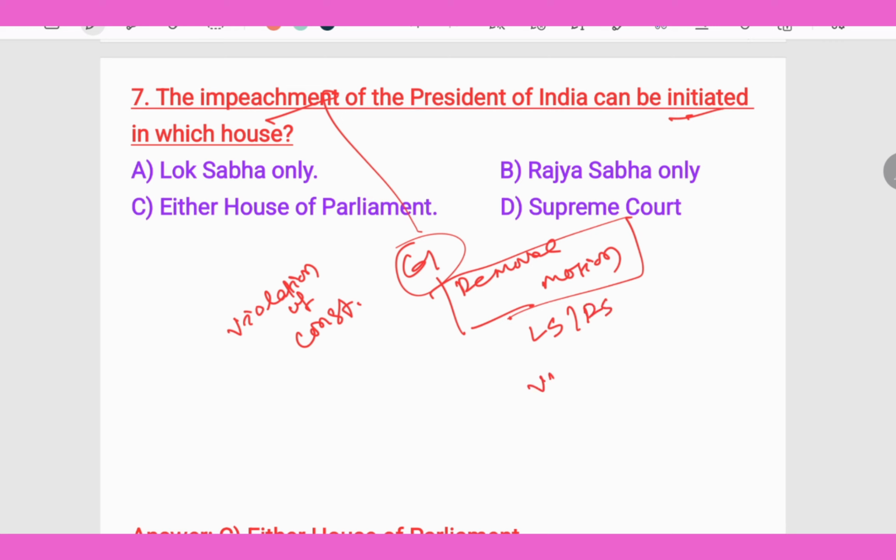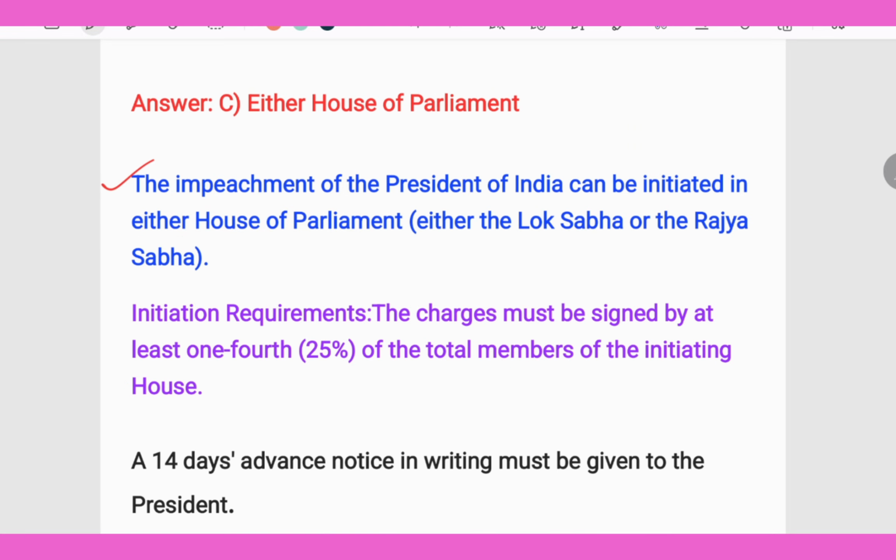But in the case of a vice president, it is only in Rajya Sabha. But in the case of a president, it is either in Lok Sabha or in Rajya Sabha. The answer is option C, either house of the parliament. That means Lok Sabha or Rajya Sabha. The impeachment of the president of India can be initiated in either house of parliament, either Lok Sabha or Rajya Sabha.